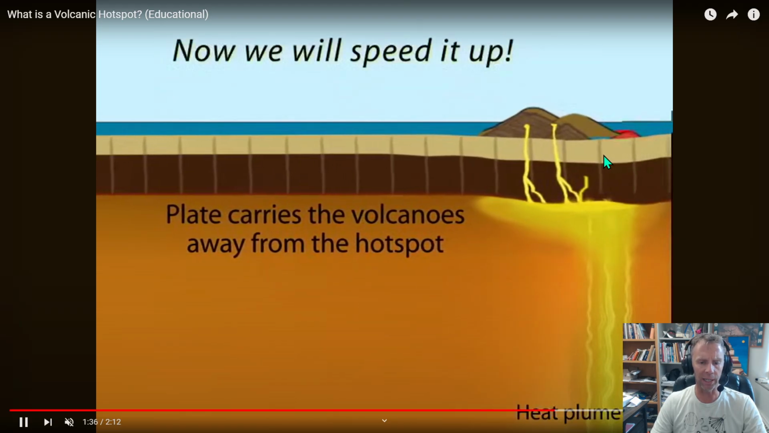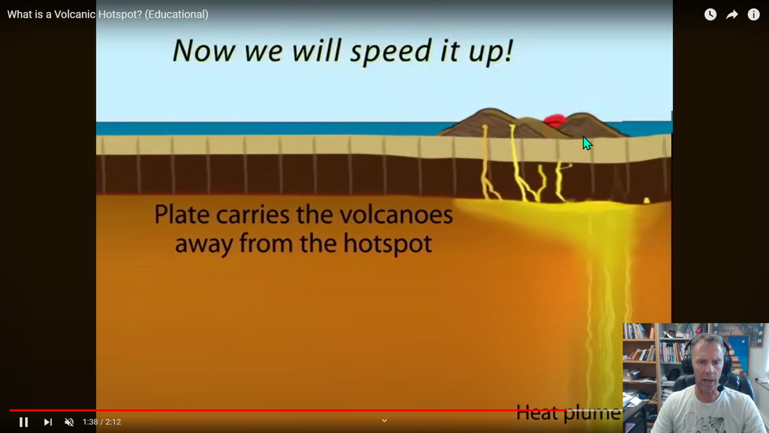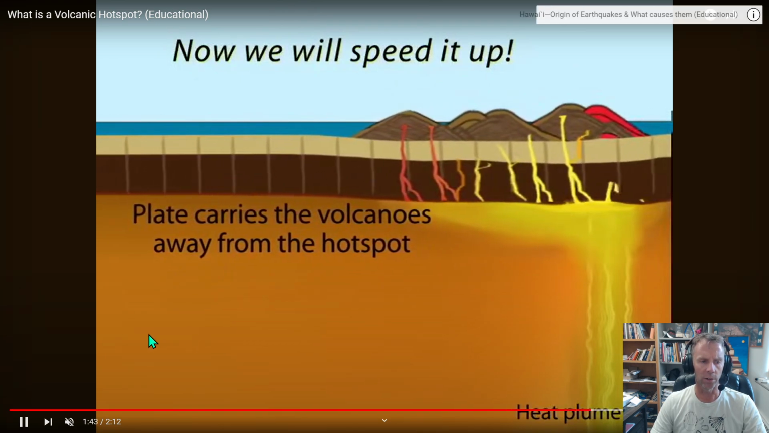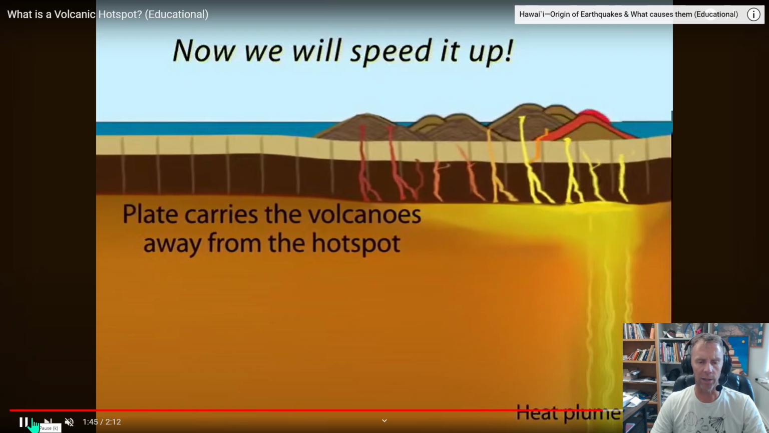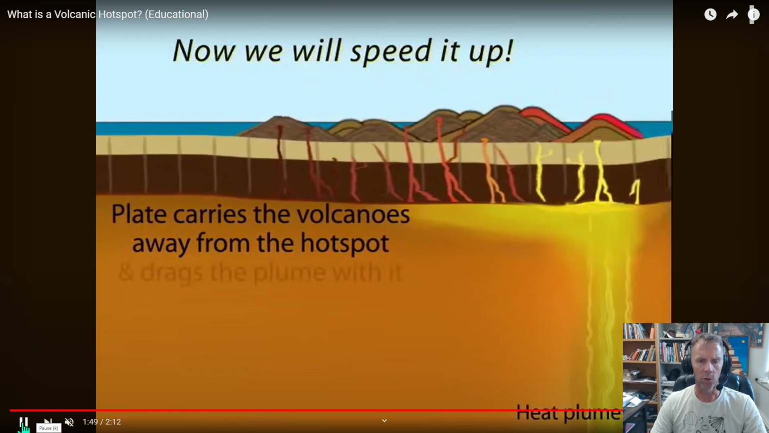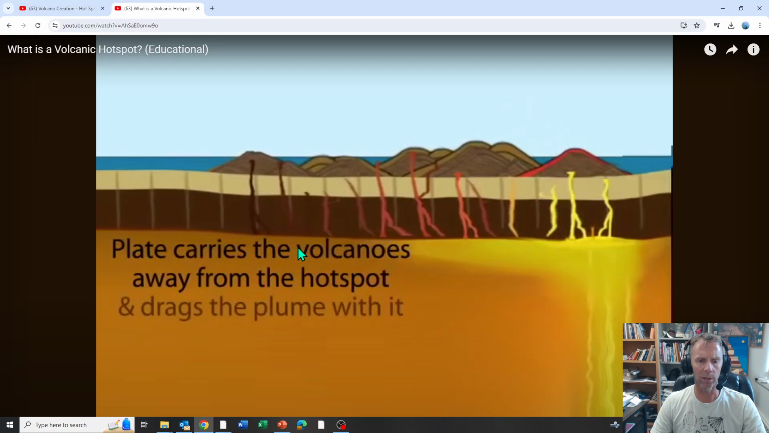And now they're just speeding everything up so that you're getting more islands, again, getting older in one direction, younger in another direction as things are carried away from the hotspot by the movement of the plates there. So that's the general idea. That's what the model predicts.